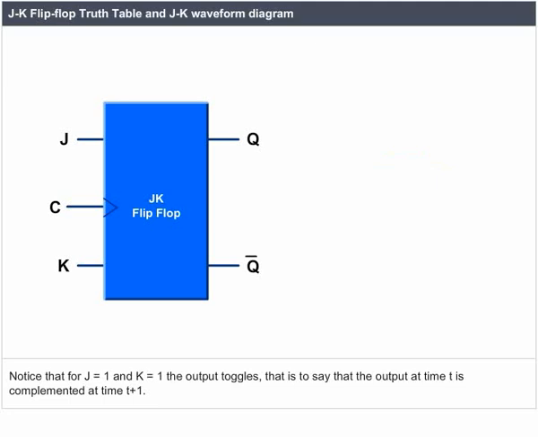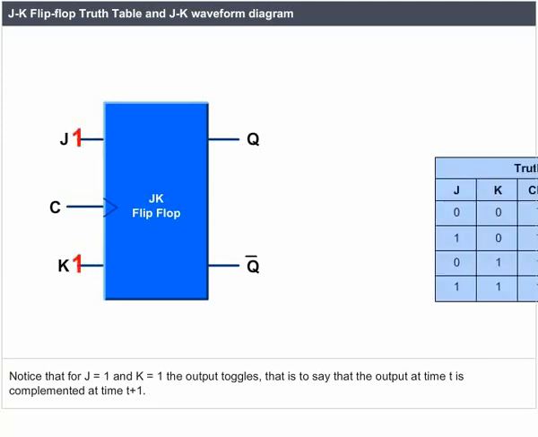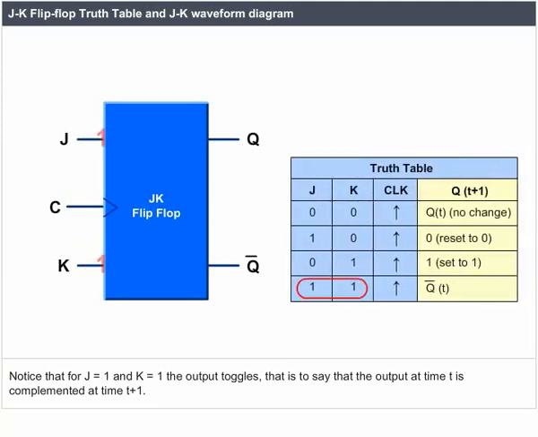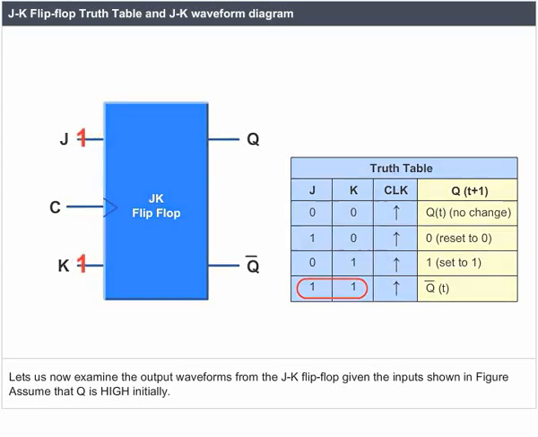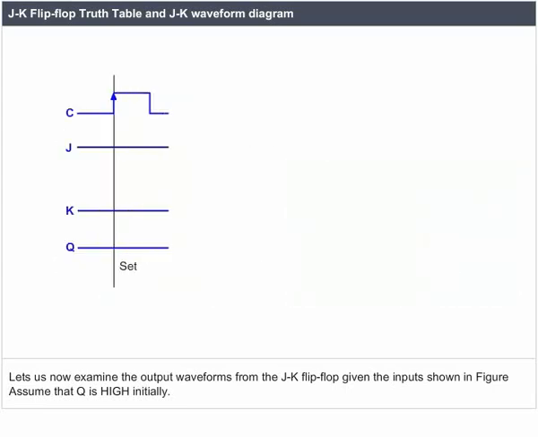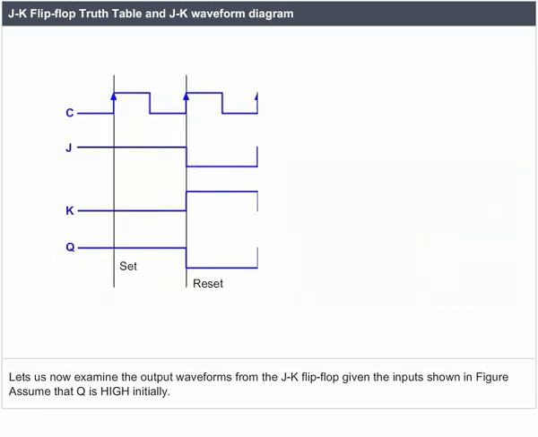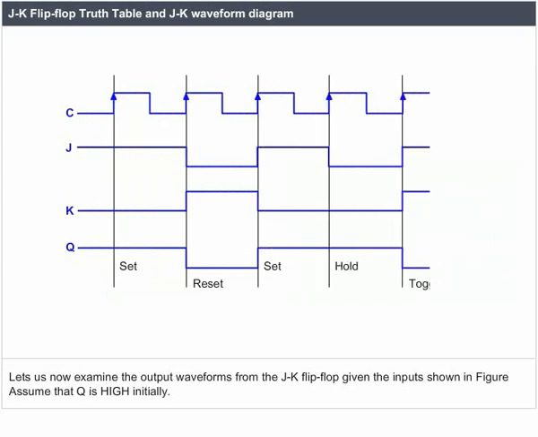JK flip-flop truth table and JK waveform diagram. Notice that for J equals 1 and K equals 1, the output toggles. That is to say, the output at time t is complemented at time t plus 1. Let us now examine the output waveforms from the JK flip-flop given the input shown in the figure. Assume that Q is high initially.